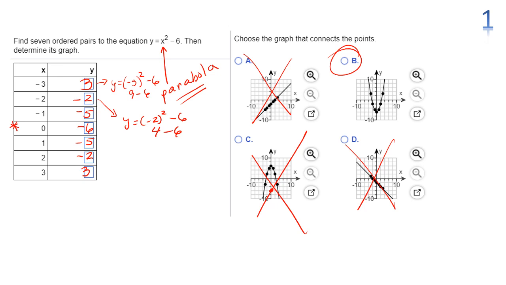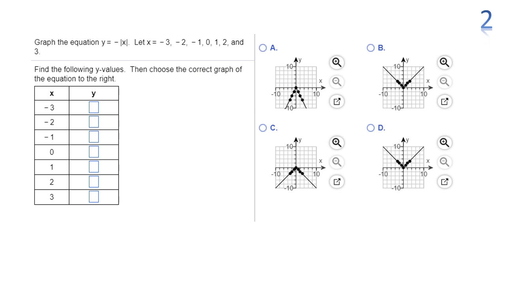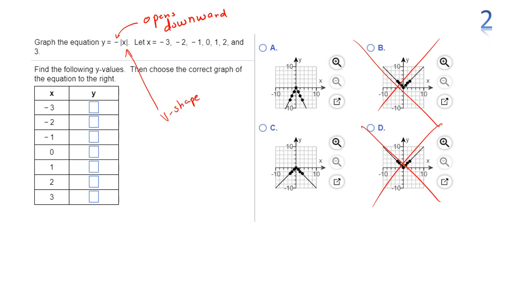So my correct answer is B. In this next graph, we notice that we have absolute value, and absolute value is always the shape of a V. Also, the negative in front of any major term when graphing will invert or flip upside down the graph. So that means this negative tells us that the V shape would open downward. So right off the bat, we can eliminate a couple of the answer choices.